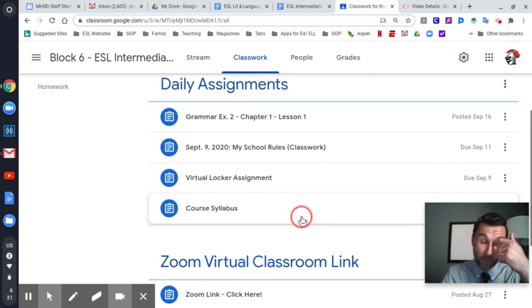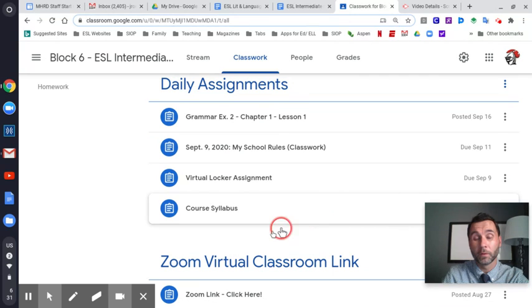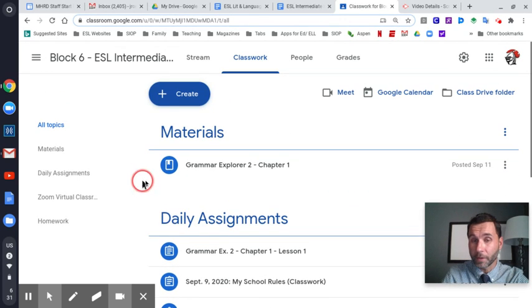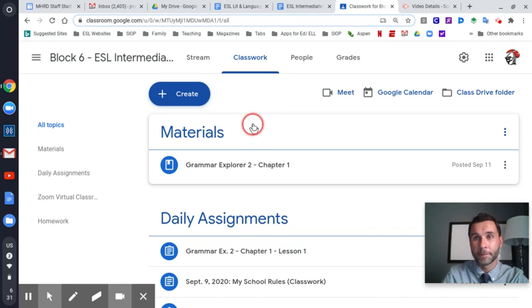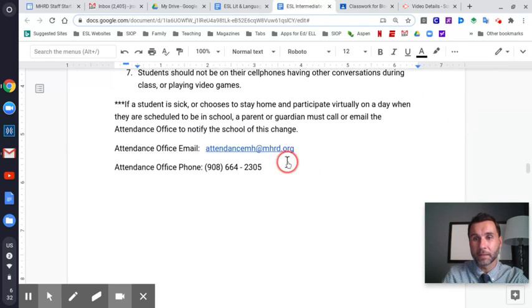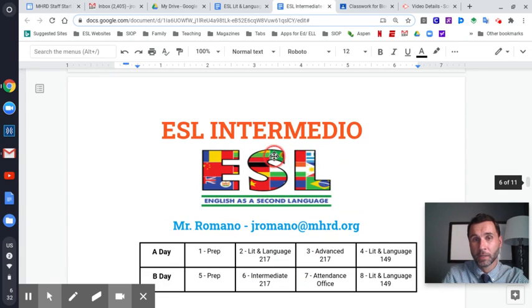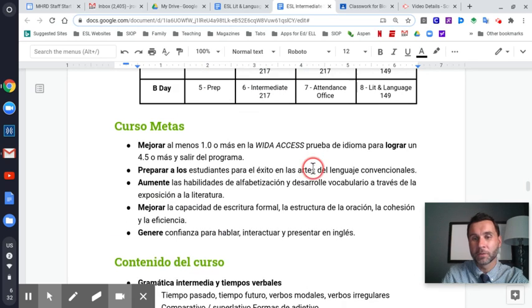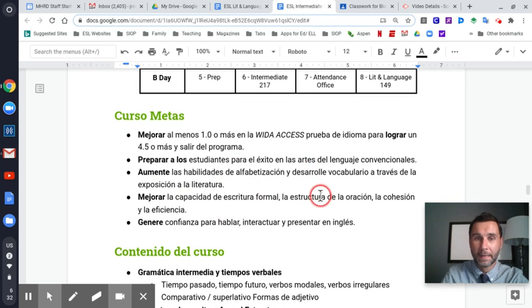And I think using Classroom and Google Drive will, as they get used to it, end up being a benefit for everyone. So that's about it for me. If you would like to access this entire syllabus in Spanish, just go down and you see ESL Intermedio and toda la información es en español.